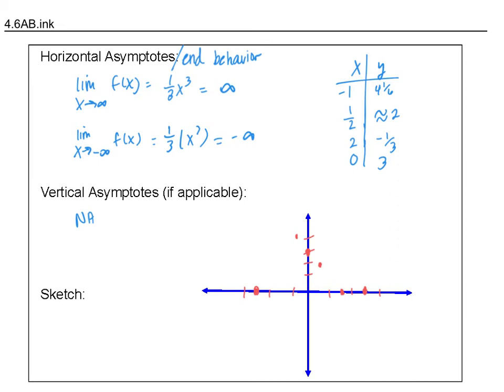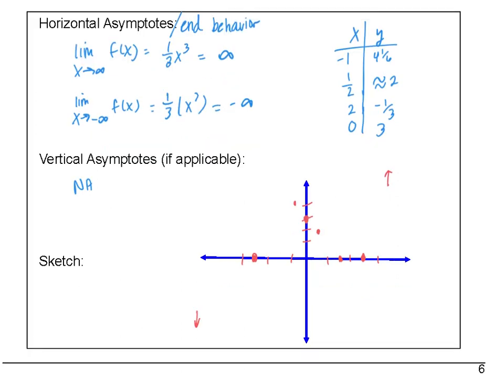I know that as x approaches infinity, the limit approaches positive infinity. So the right side will be ending up. And then as x approaches negative infinity, the graph goes to negative infinity. So the left side will be going down. I know that from negative infinity up until that maximum value at -1, my graph is increasing. I know that -1, 4 1/6 is a maximum.